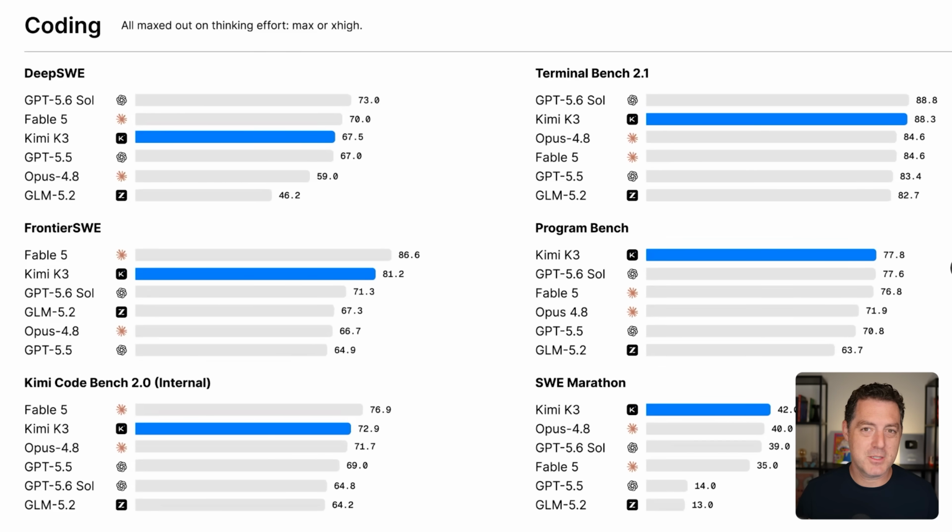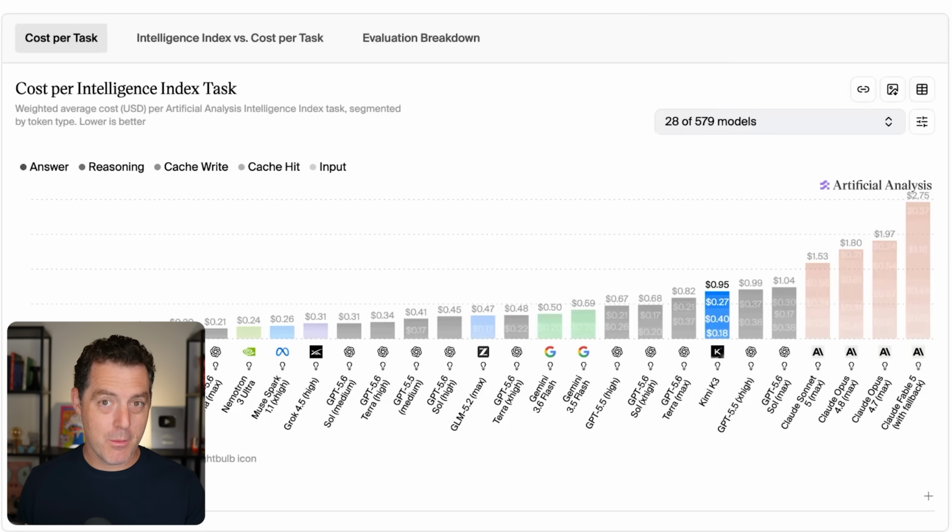Now let's look at some of those benchmarks in isolation. We see DeepSuite, Frontier Suite, Kimi Code Bench, Terminal Bench. These are all very standard benchmarks that the Frontier Labs use. And as we can see, Kimi K3 is extremely competitive with the best of the best models coming out of Anthropic and OpenAI. But it comes in at half and sometimes less than half the price. Now, remember I said how not every token is created equally? Well, here's why it matters. It doesn't really matter how much the tokens cost. What matters is what you can actually get done with those tokens at a fixed price. So let me show you a chart that explains what I'm talking about.